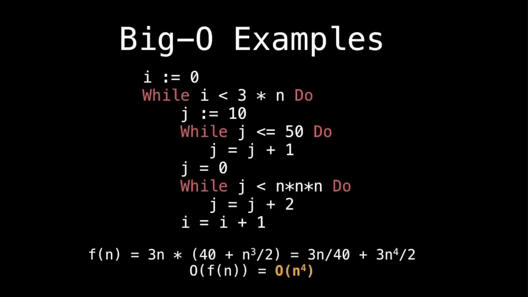Plus, however, the second loop. So j is less than n cubed, but j equals j plus 2, so it's accelerated a little. So we're going to finish that loop a little faster. So we're going to get, on the inside, 40 plus n cubed divided by 2, but we have to multiply that by 3n. So if we wrap that in a big O, big O of f of n is going to give us big O of n to the fourth, because n to the fourth is the dominant term in our function f of n.